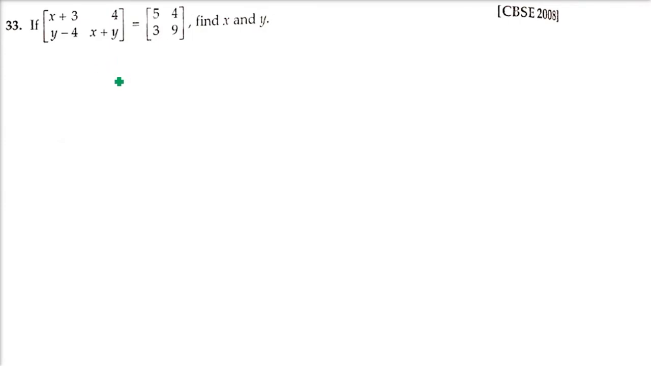Now, this type of question also we have done. Since it is CBSE, we'll do it. X plus 3 is equal to 5. And 4 is 4. Y minus 4 is 3. From the first you get x equals 5 minus 3. That is x is 2. 5 minus 3 is 2. And y is 3 plus 4. So, y is 7.